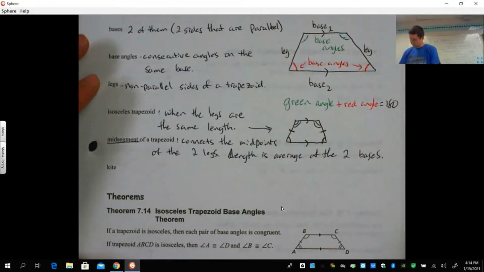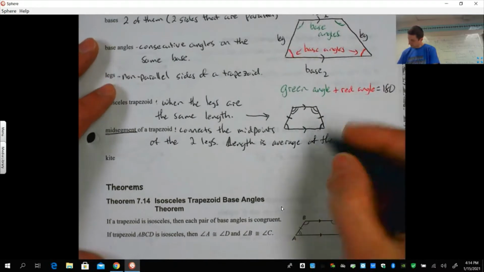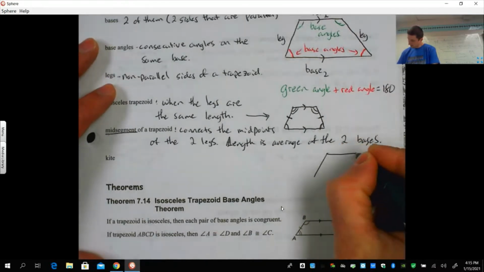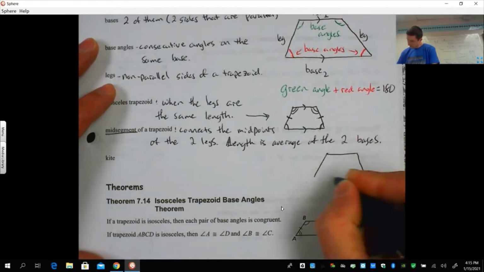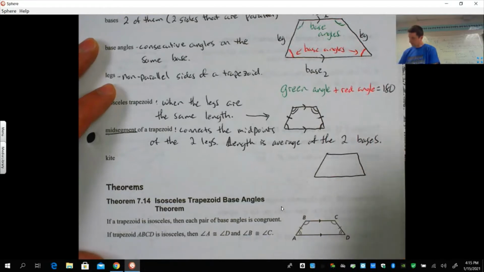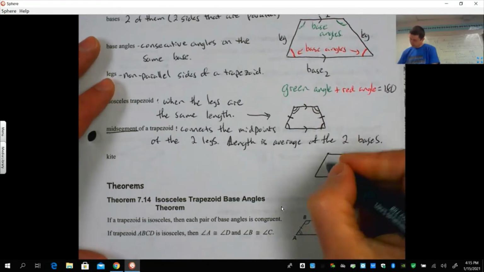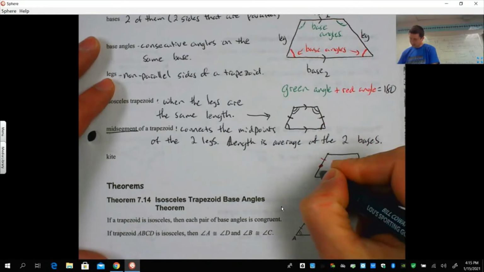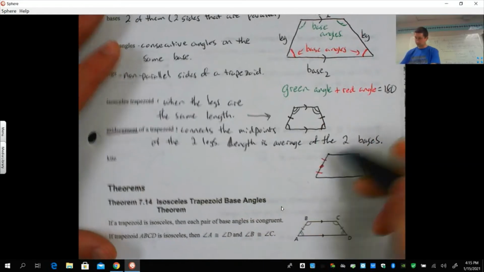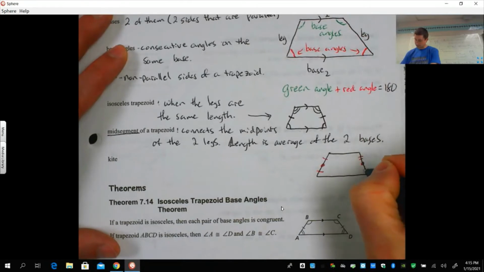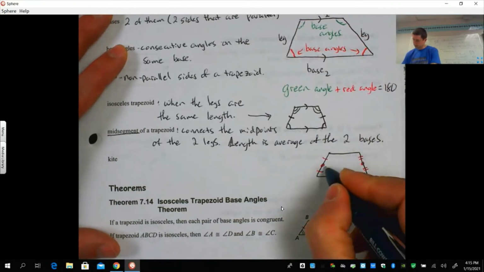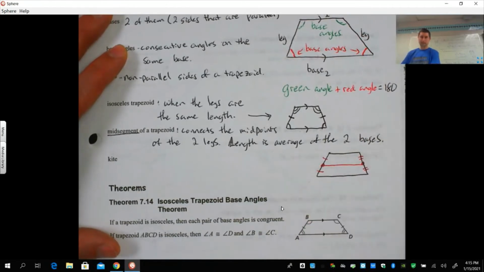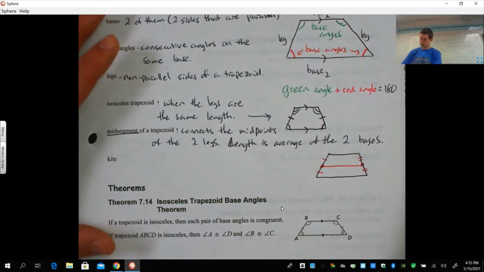We're running out of room here for the kite, but so we have another trapezoid here. I need a midpoint over here and a midpoint over here. So that means that equals that. Okay, so it's my midpoint of that leg. That equals that. They don't have to be the same length. That is your mid-segment. Okay, it goes right through the middle there.